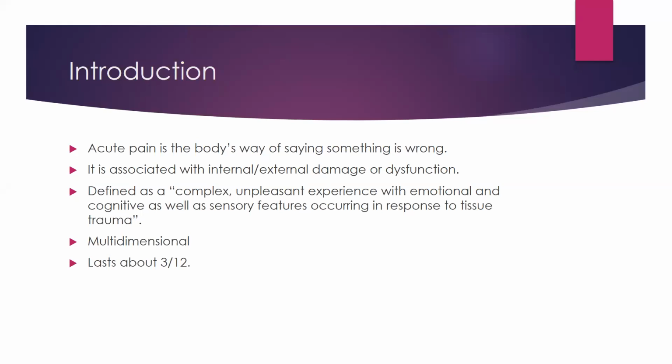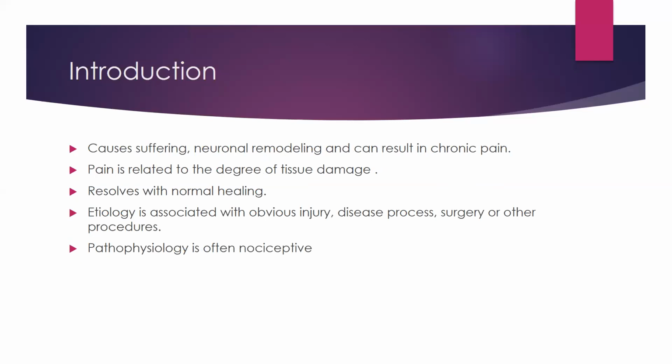So acute pain is generally thought to last for about 3 months, which is the normal time that is associated with tissue healing. So after 3 months, we stop considering that as acute pain and it becomes chronic pain. So acute pain causes a lot of suffering to the patient physically and emotionally. It is associated with neuronal remodeling. So if we do not treat it properly, it can result in chronic pain or complex pain syndromes.